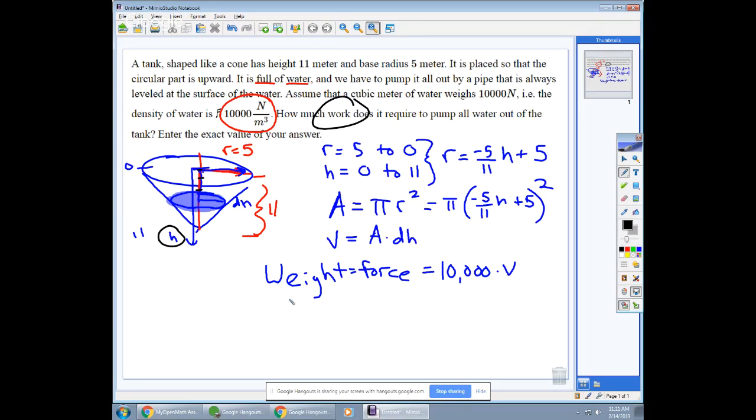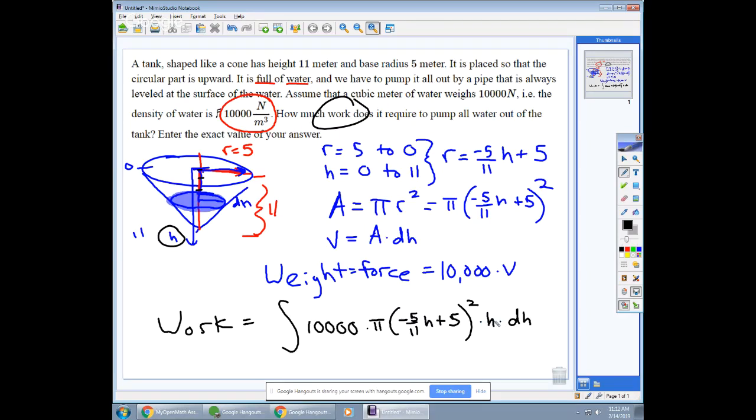Okay. So my work then is going to be the integral of my weight times my height. So my weight is 10,000. My volume is my area times dh, so that's going to be times pi times (-5/11 h plus 5) squared, because that's the expression for the radius. I'm going to move the dh out a little bit because I got to squeeze in the distance traveled, which is h, so I can turn this into work. So again, the hard part is setting up the integral, coming up with your formulas. In this case, I'm going to integrate from 0 to 11. So h is going from 0 to 11. And remember, I started measuring 0 at the top and 11 down to the bottom there.